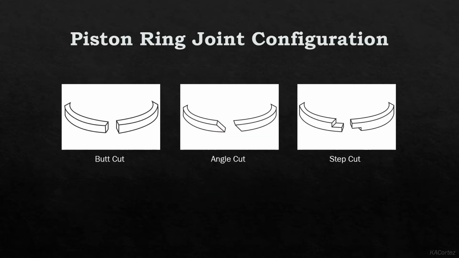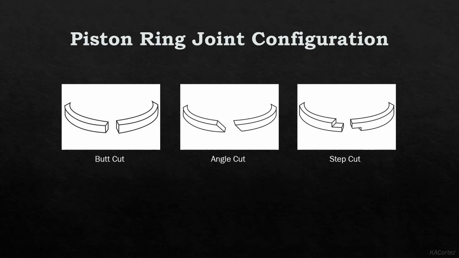Piston rings are classified according to their joint configuration. I have here 3 samples that are commonly used in aircraft engines: the butt cut, the angle cut, and the step cut. The butt cut is often used on automotive seals and applications where some leakage is acceptable. The angle cut is often used for steam applications, while the step cut is a good bidirectional seal for many sealing purposes.